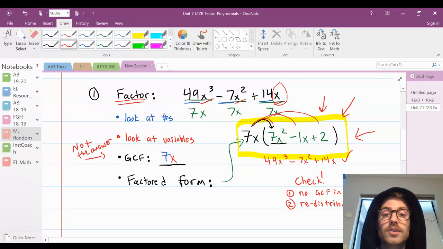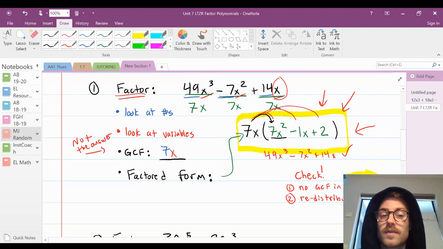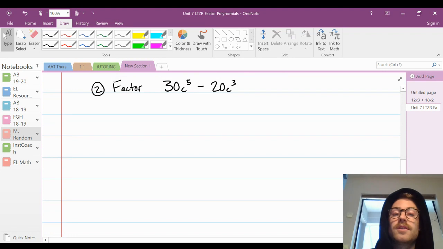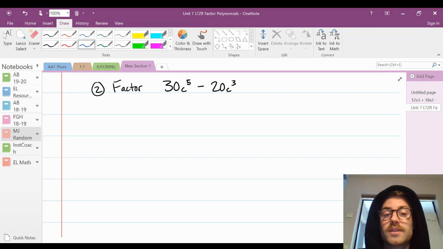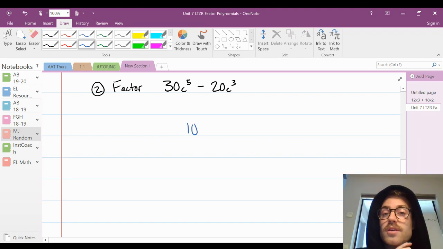We're going to try two more examples. Feel free to pause, write this down, or skip ahead if necessary. Number 2, factor 30c to the 5th minus 20c cubed. I look at the numbers first. 30 and 20 have 5 in common, but they also have a larger number, 10. So 10 is the greatest common numerical factor.